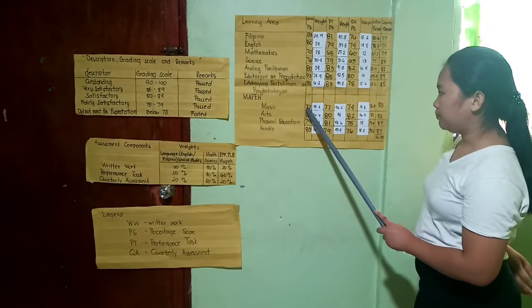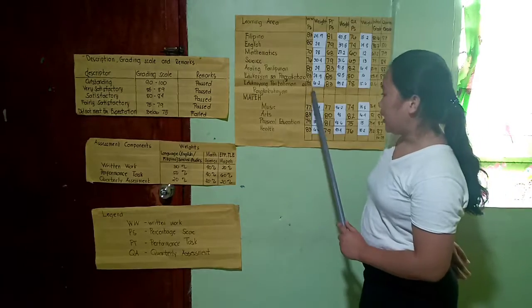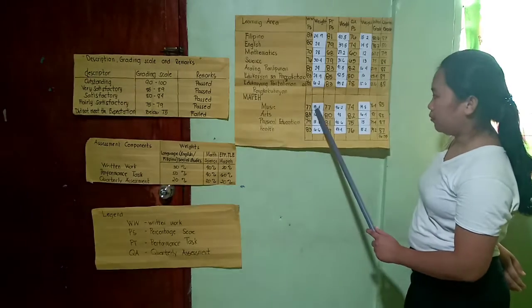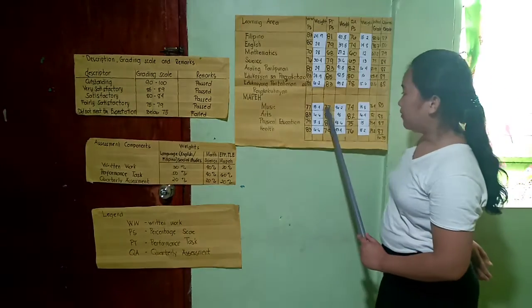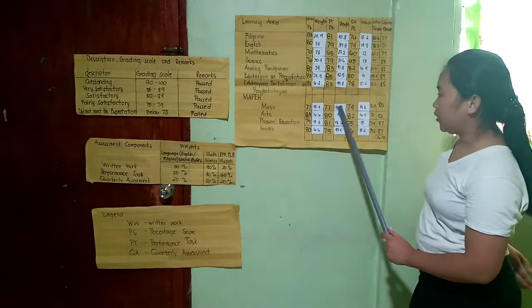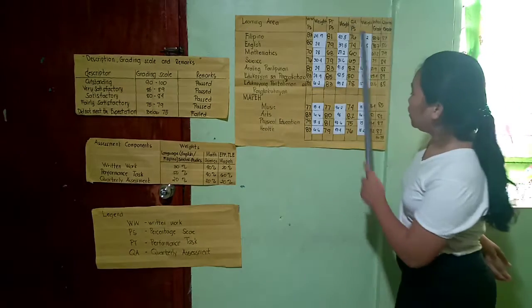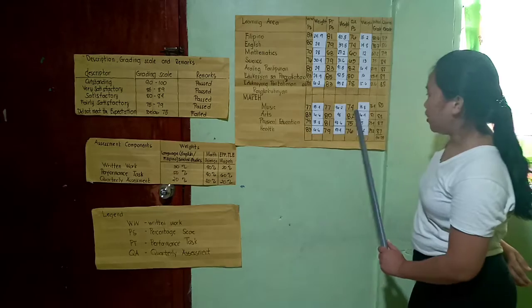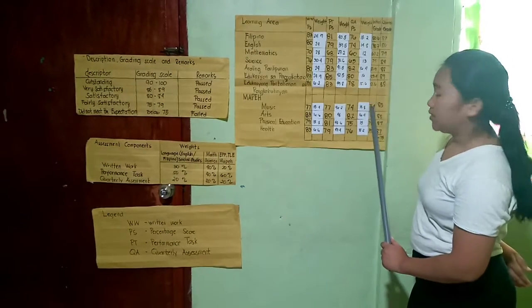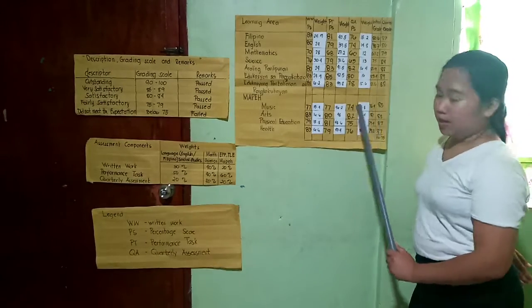So 77 is the written work of music times 20% is 15.4. In performance task, 77 times 60% is equals to 46.2. In quarterly assessment, 74 times 20% is equals to 14.8. So the initial grade of 66.4 and transmuted it into 85.